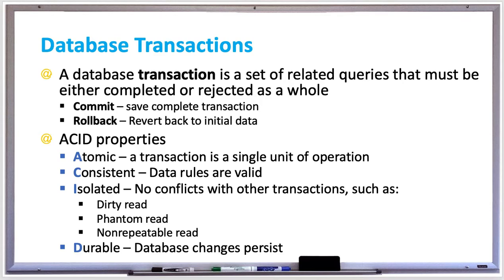Saving complete transaction results in the database is called a commit. Rejecting an incomplete transaction is called a rollback. A rollback reverses the transaction and resets data to its initial values.